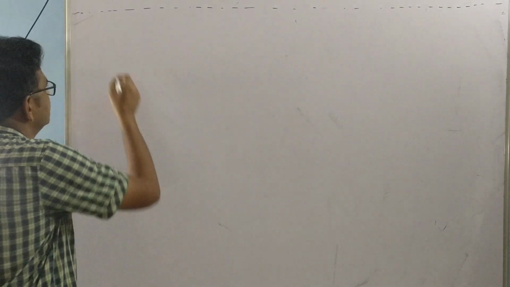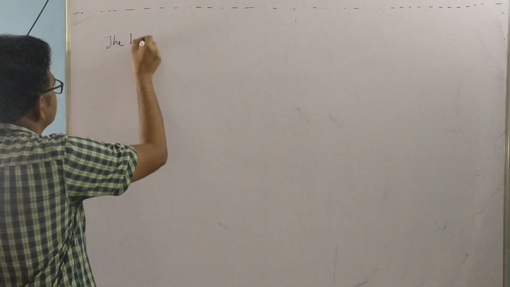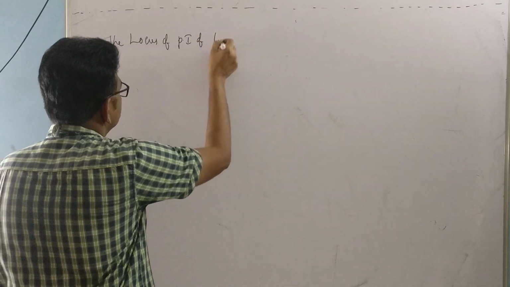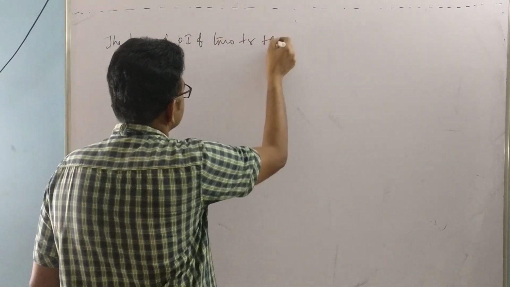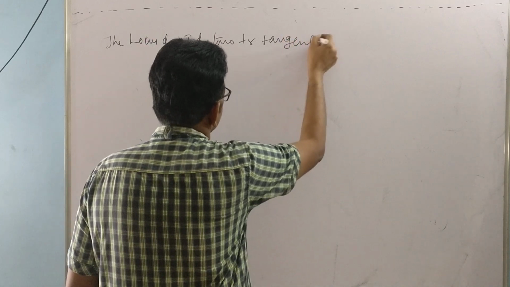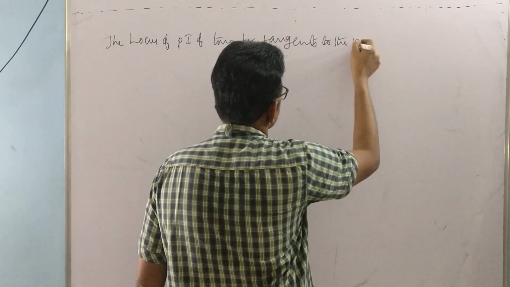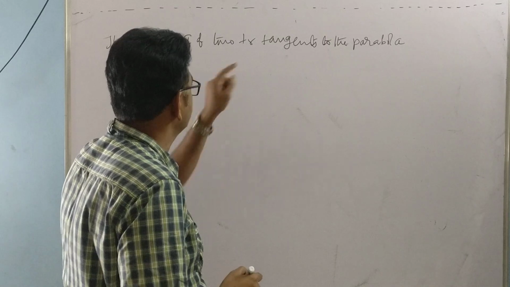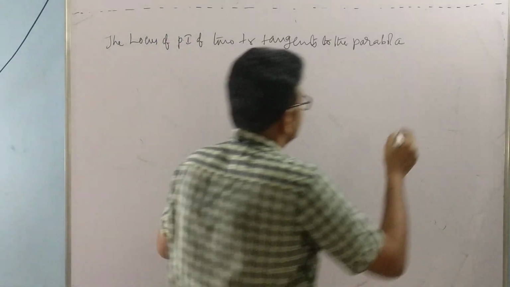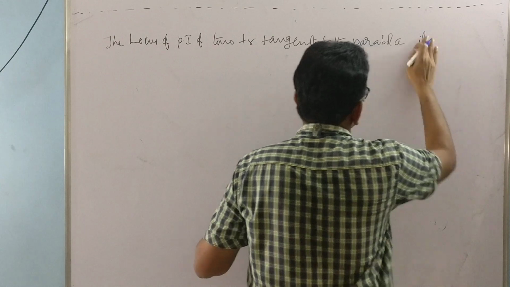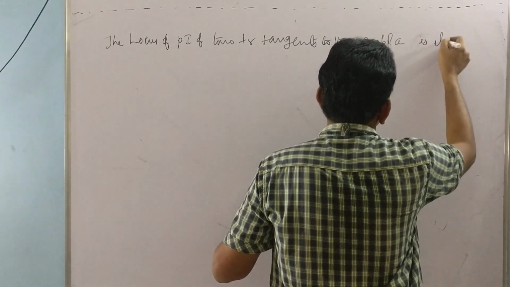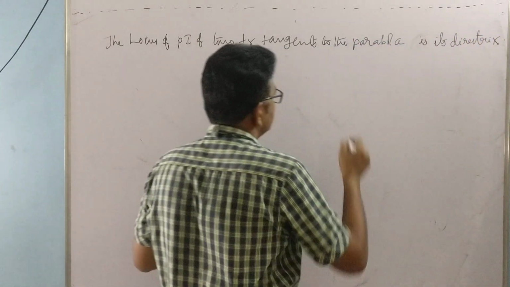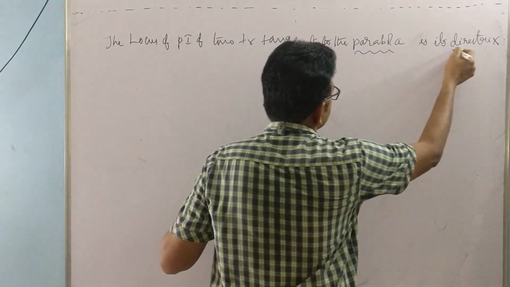Next point: the locus of the point of intersection of two perpendicular tangents to the parabola is its directrix. Parabola means you can take any parabola, and its corresponding directrix.